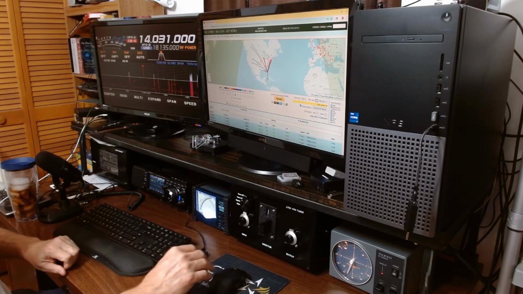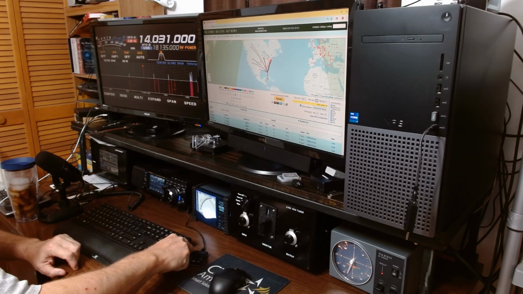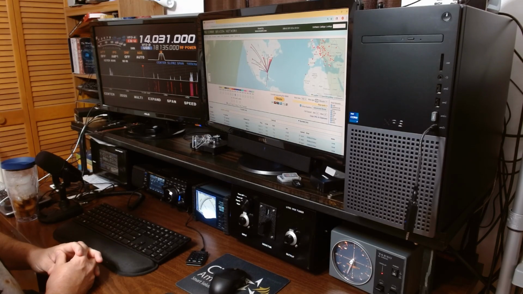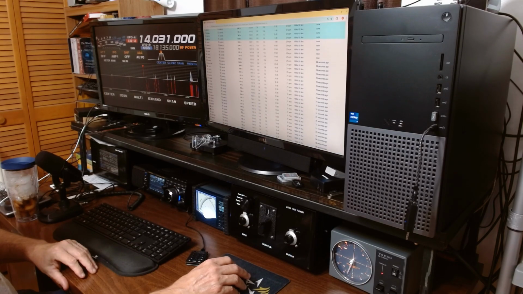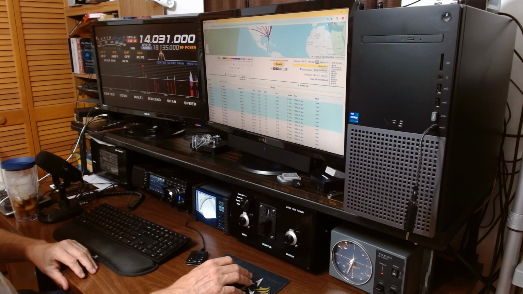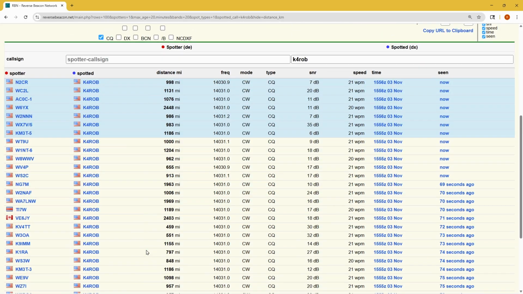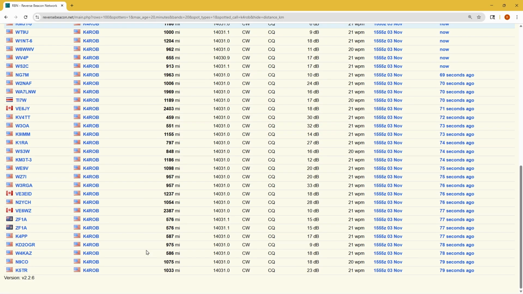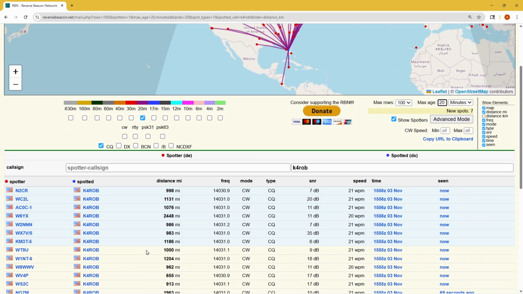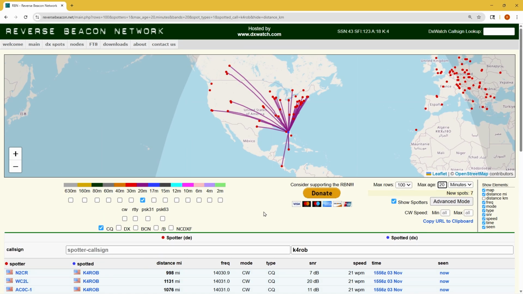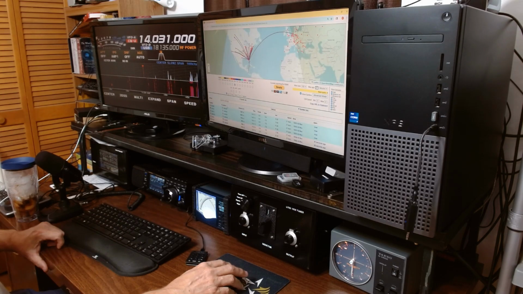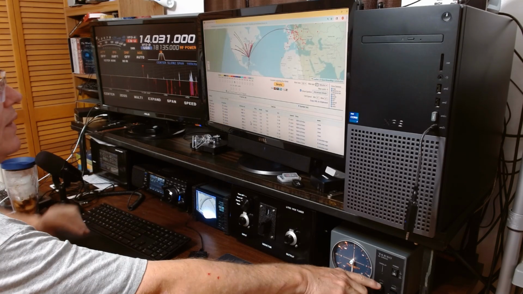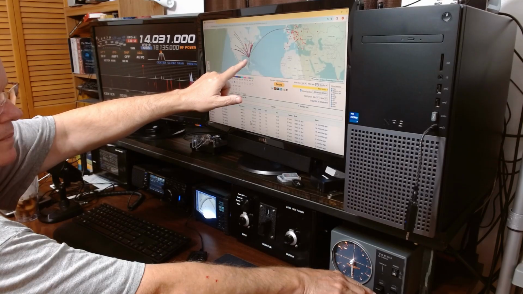Okay, we're getting out to some places here, you can see. Let's do it again. Got quite a bunch of stations picking me up here. Okay, quite a few stations picked us up, some up in Canada.